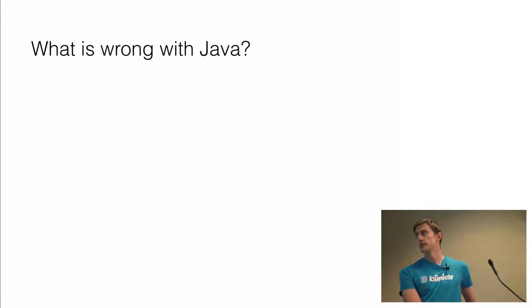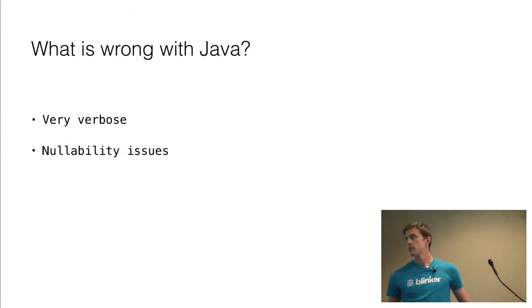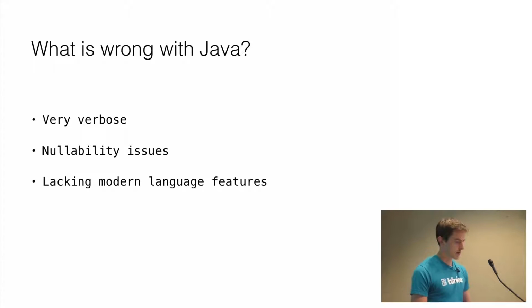So what's wrong with Java? It's very verbose. If you're used to writing Java at all, there is a lot of code and boilerplate you constantly have to write. It has nullability issues. You never know if a variable is going to be null or not, and our code is littered with if and else statements. Is this null? If it is not, then do this, etc. Kotlin can help with that. And we're lacking other modern language features like lambdas and higher order functions.